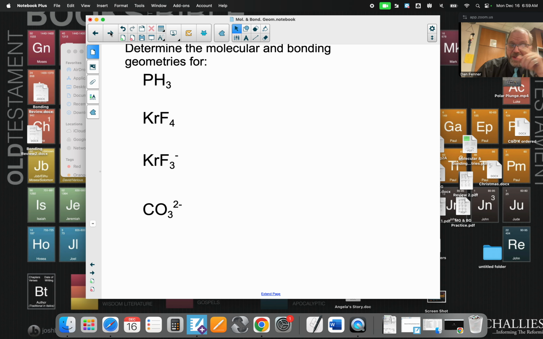All right, now we're going to practice these. Stop the video, do the Lewis structures for these first, and then identify the number, the molecular geometry and bonding geometry for each. Okay, pause it.